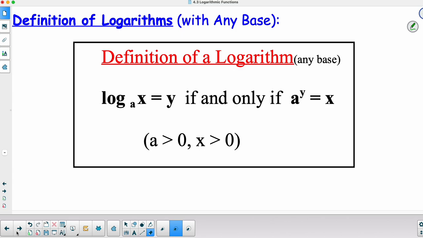We write down, and this is how our textbook writes it. They say log base a of x equals y. Then you have this little phrase in there. The phrase is if and only if a to the y equals x.